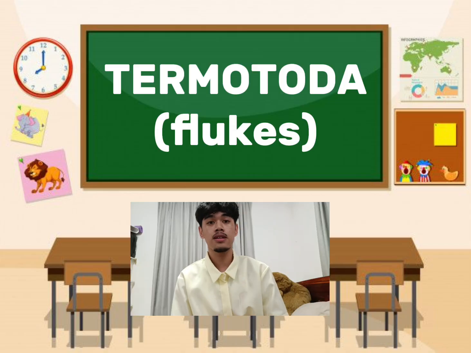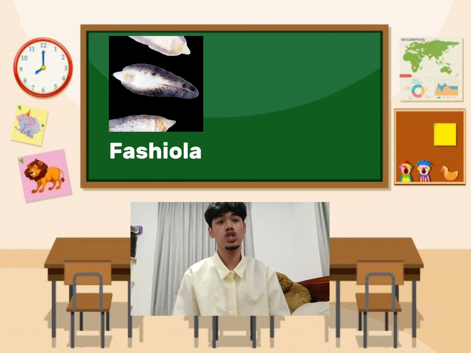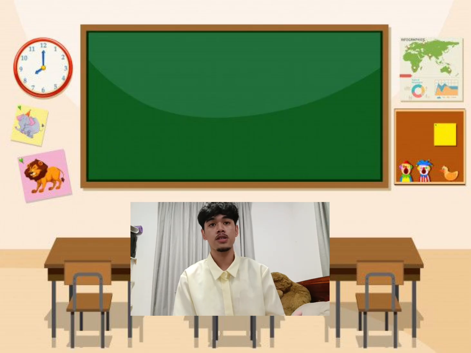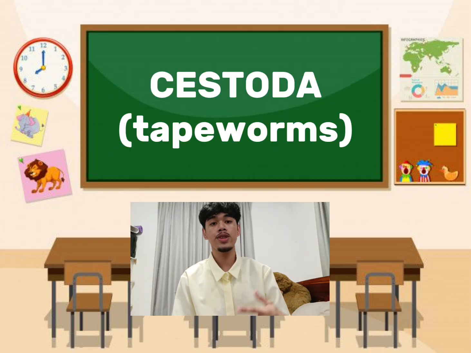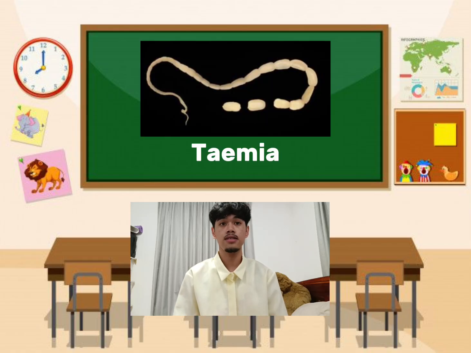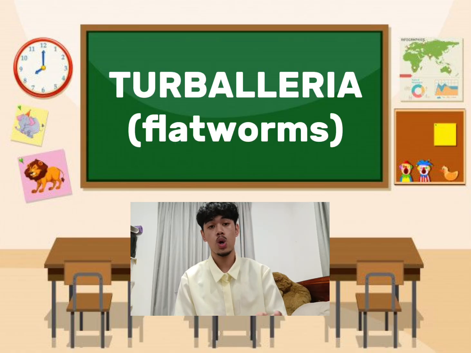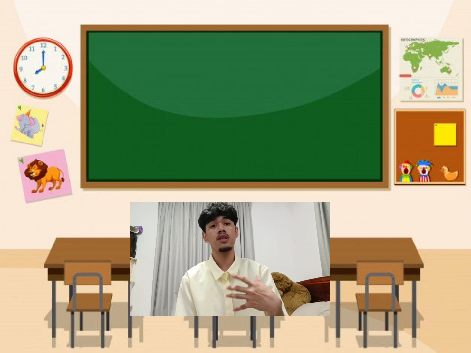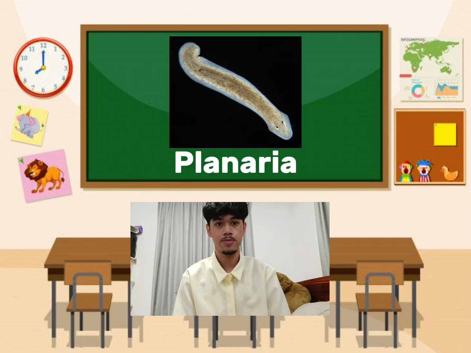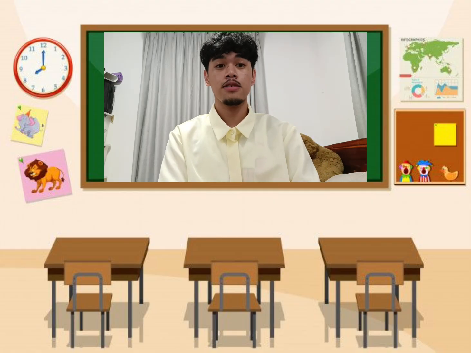Alright, the first one is class Trematoda, or the flukes. And the examples of it are Fasciola and Schistosoma. And the next one, class Cestoda, or the tapeworms. Then the example of it is Taenia. And for the last one is the class Turbellaria, or the flatworms. And the example of it is Planaria. Alright, good job! I can say that you remember our past discussion.